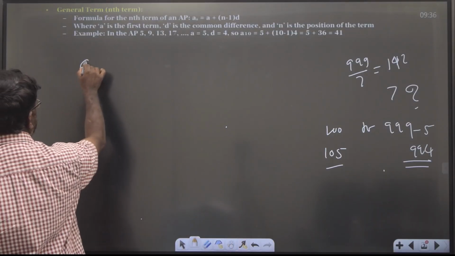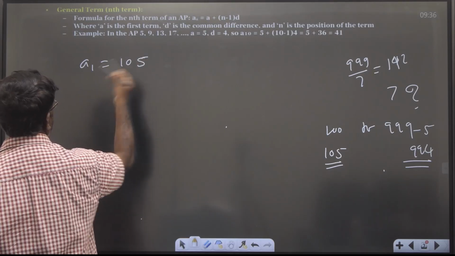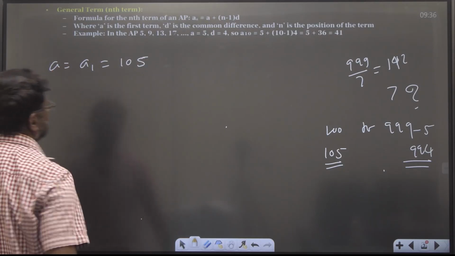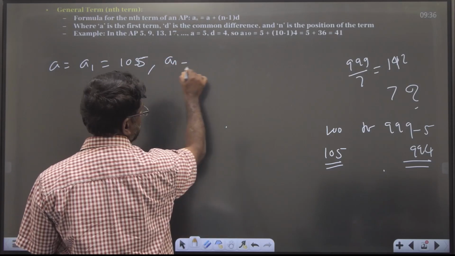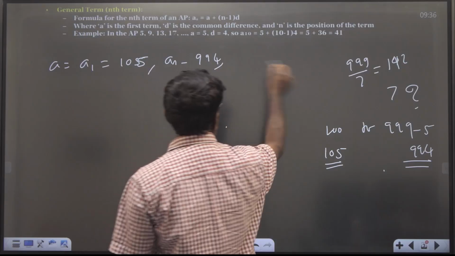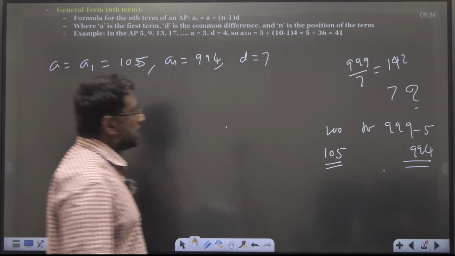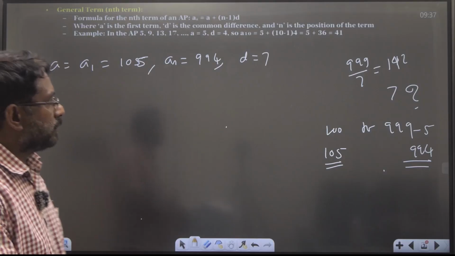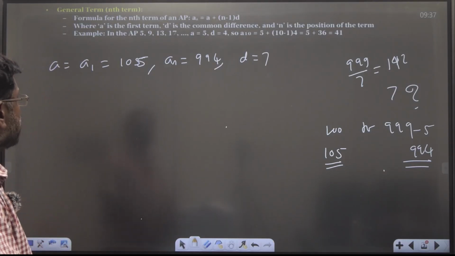A1, that is the first term, is equal to 105, and An, the last number, is 994. Take d as 7. The number which we are dividing with, we can take it as d. That is the method. d can be 7. Okay.